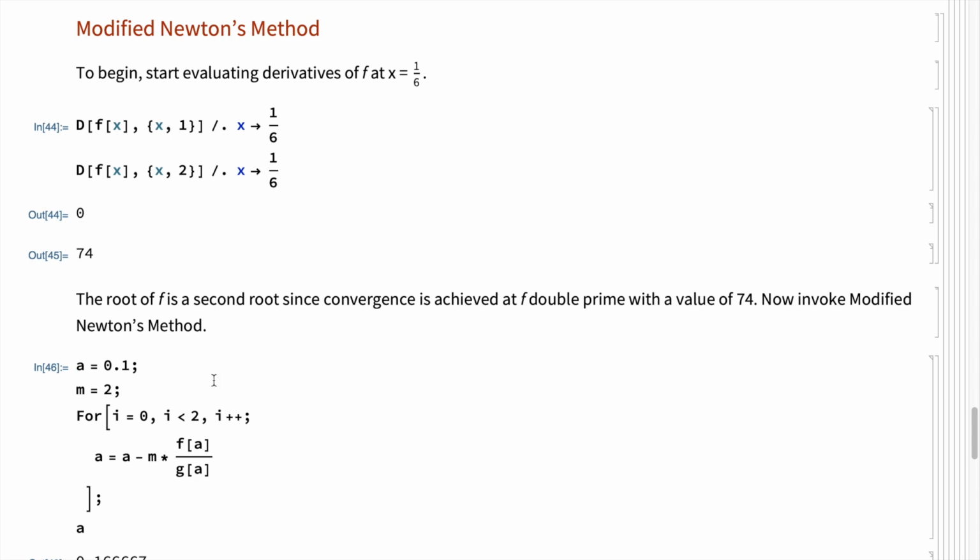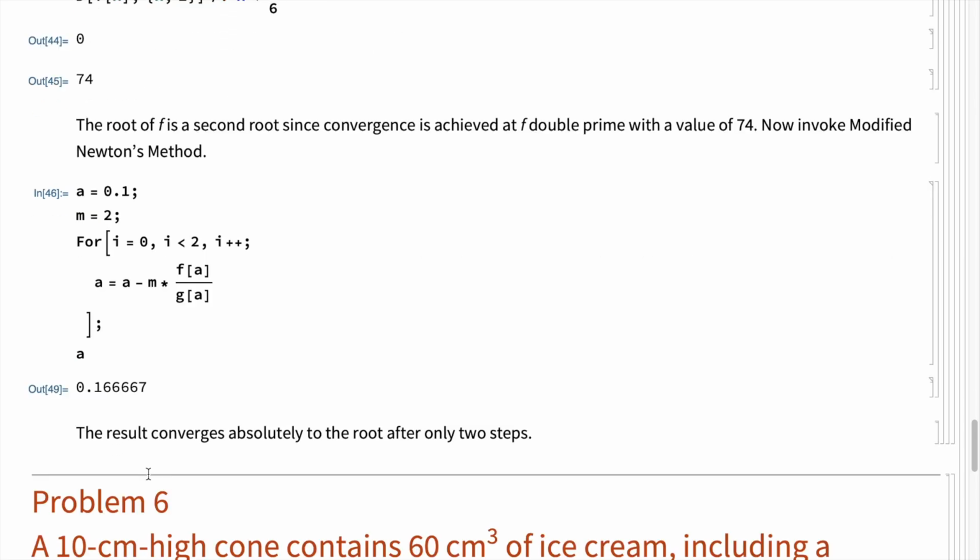Now we can go ahead and invoke modified Newton's method for a equals 0.1 to begin, multiplicity m equals 2, and then run a grand total of 2 iterations of modified Newton's method, and then our result converges absolutely to the root after only 2 steps. Again, the result is 0.16 repeating.